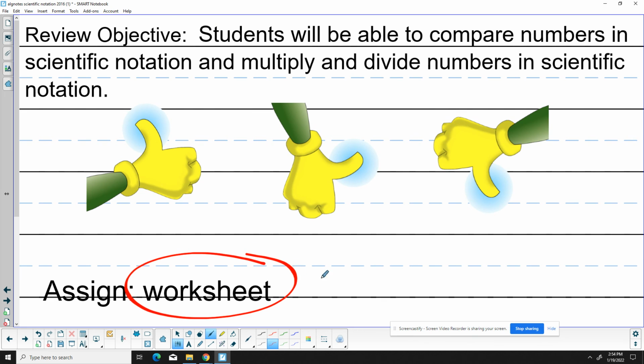All right, we have a worksheet to do. I think there's 12 problems on it. So if you have any questions, let me know.